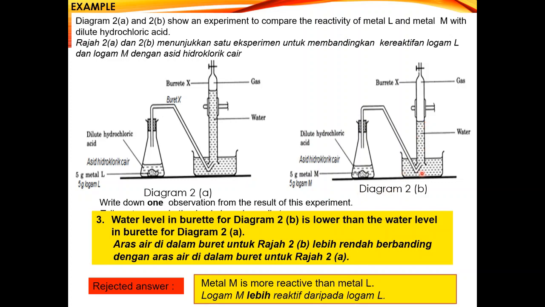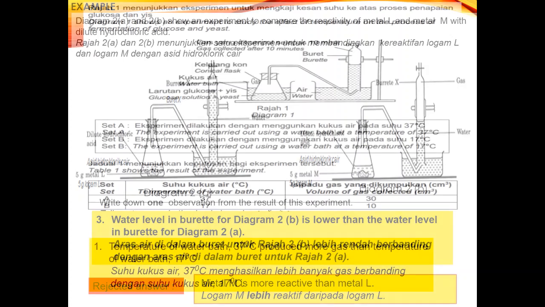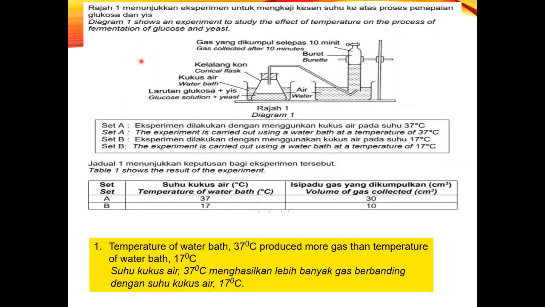So what are the rejected answers? You cannot write like this for the observation: metal M is more reactive than metal L. If you write this, it is referring to the hypothesis, not the observation. For better understanding, I give you another example here.